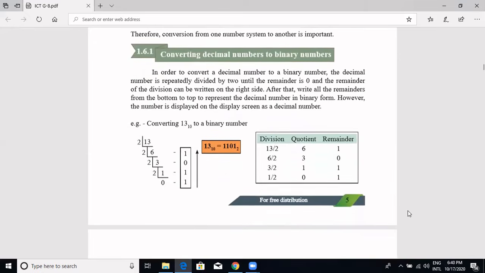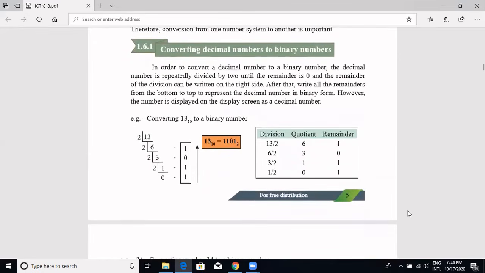So now we are going to convert the decimal number 13. You can see the base is 10, so this is a decimal number. You are going to convert it to binary, right? So you take 13 and divide by 2. So what is your quotient? It's 6, right? Because 2 into 6 is 12. 1 is remaining. Can you see the remainder?